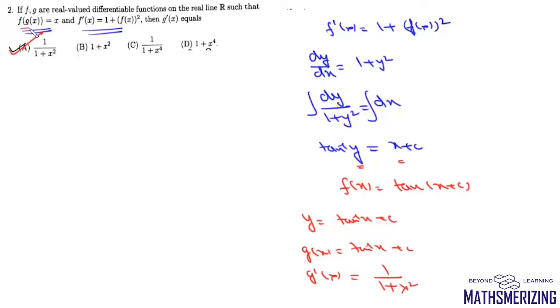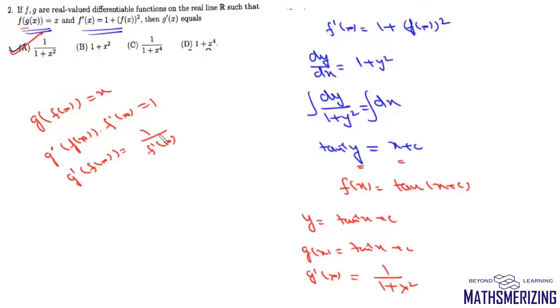Now another way of doing the same problem can be, we can write f of g(x) equals x, then f and g are inverse of each other. We can also write g of f(x) is equal to x. Now if we differentiate, we can write g dash f(x) into f dash x is equal to 1, then g dash f(x) will be 1 upon f dash x. Now f dash x is 1 plus f(x) whole square. Now we'll replace f(x) with x, we'll write g dash x as 1 upon 1 plus x square, and that again is option number A.